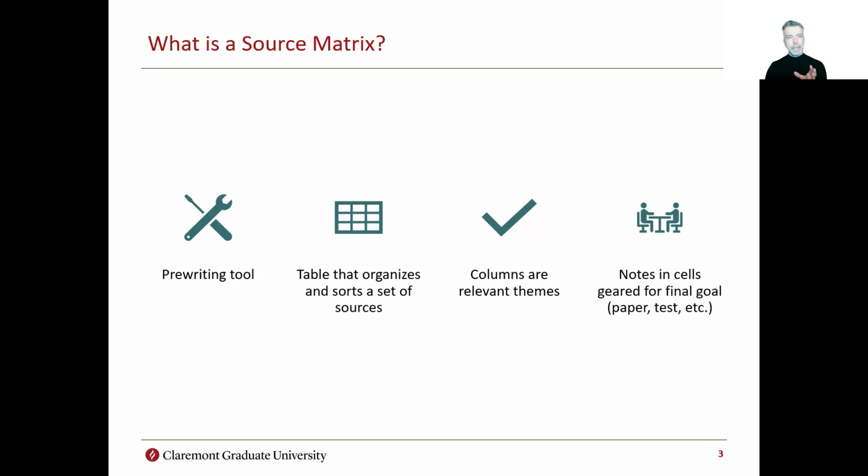But then the remaining columns are themes. They're themes that are occurring in that topic that you're researching, in that subfield that you're looking at. And you set up these themes, and then you fill in the cells for each individual source, for each column that it does apply to that theme. Not every source will address each theme that you choose, but when it does, you fill in that cell with notes in the form that would be most helpful for you in your final product.